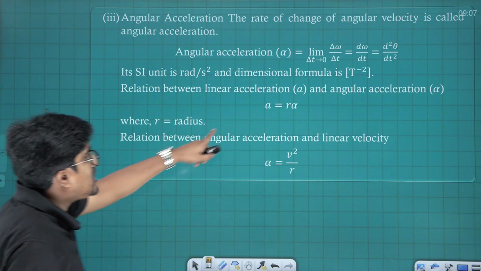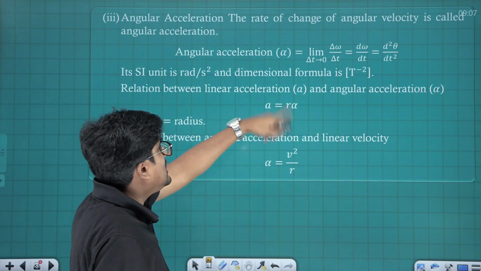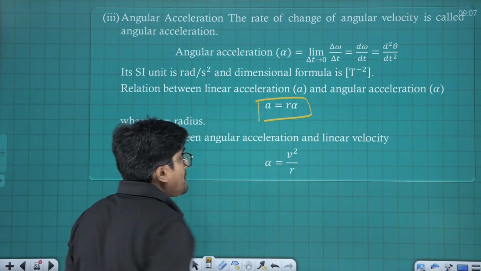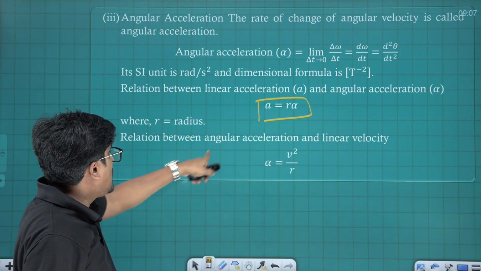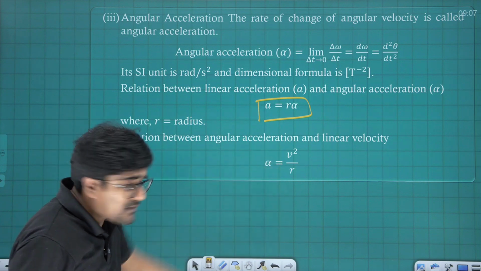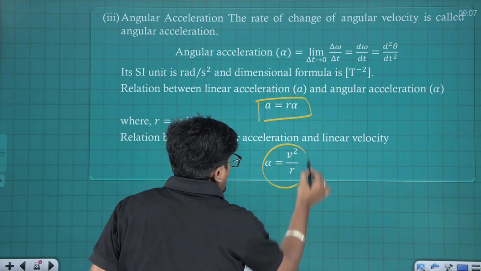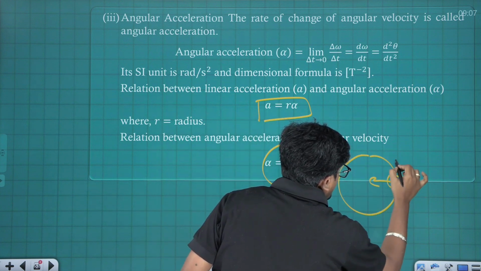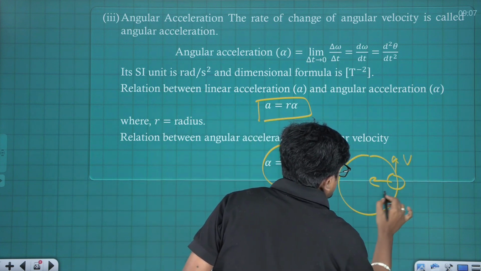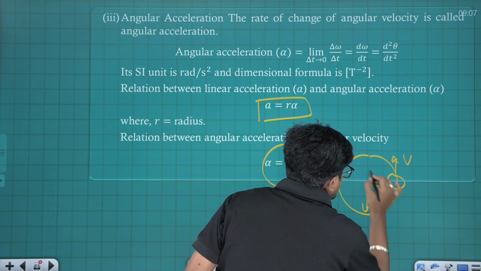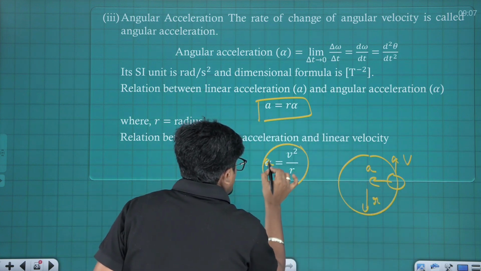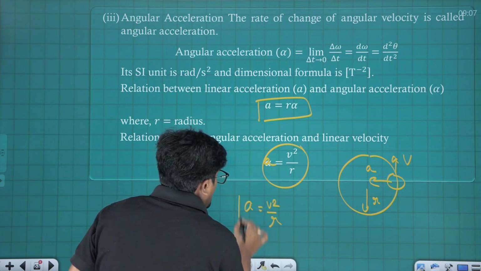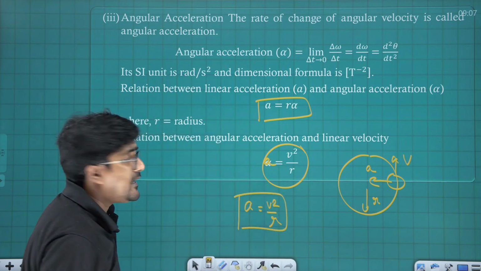Next is the relation between linear acceleration and angular acceleration. That is a is equal to r alpha. And here you have the relation between linear acceleration and linear velocity, that is the centripetal acceleration. Here this is v, and here this is r, and this is the centripetal acceleration, so this needs to be a small letter a. Centripetal acceleration needs to be v square upon r.